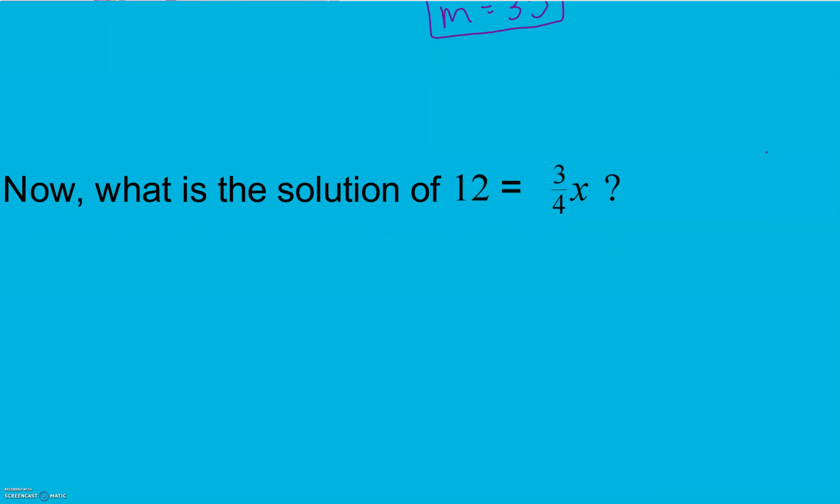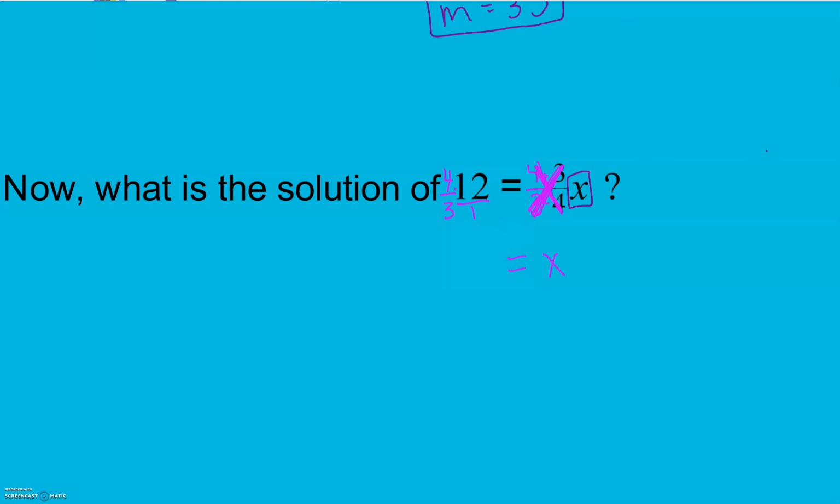Give this one a try if you'd like. Right now, my x is being multiplied by a fraction. So rather than multiplying or then dividing to get rid of it, I'm going to multiply by the reciprocal, which means my numerator goes to my denominator and my denominator goes to my numerator. And whatever I do to one side, I still have to do to both.